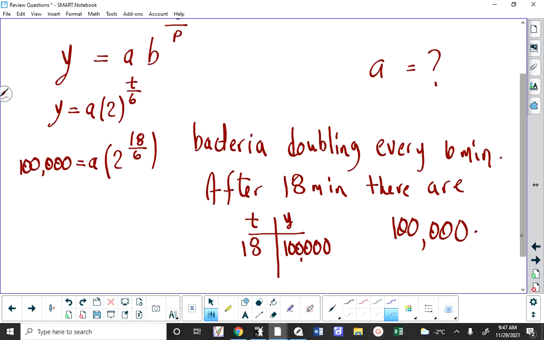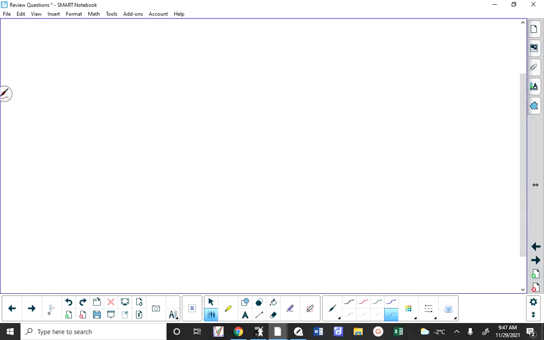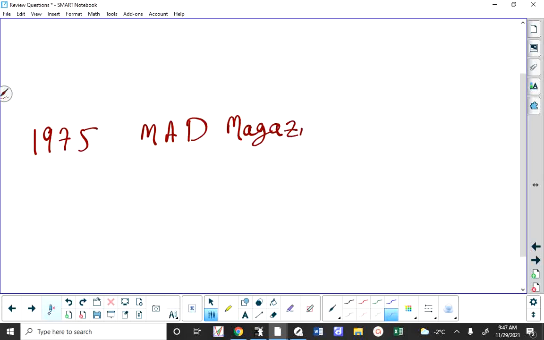But the one that is related to a question that I was sure is someplace in your review, but I just can't see it, is finding b. So I'm going to make up an example just to show you how that would work. Let's say that in 1975 I bought a mint condition Mad magazine for $2.